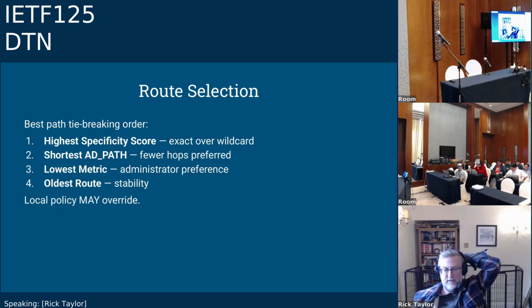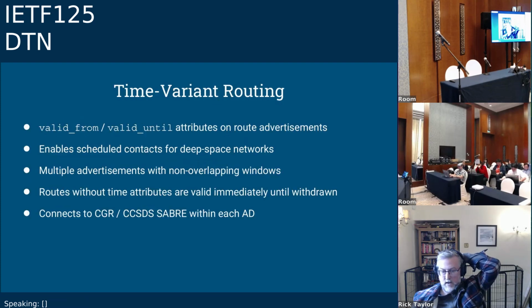So here we go. Route selection, very simple. Highest score, so prefer an exact over a wildcard. Fewest hops is the second. Administrator preference metric is third, and the oldest route is better than a newer route to maintain stability. Of course, local policy can decide what it wants to do, but these are the general rules.